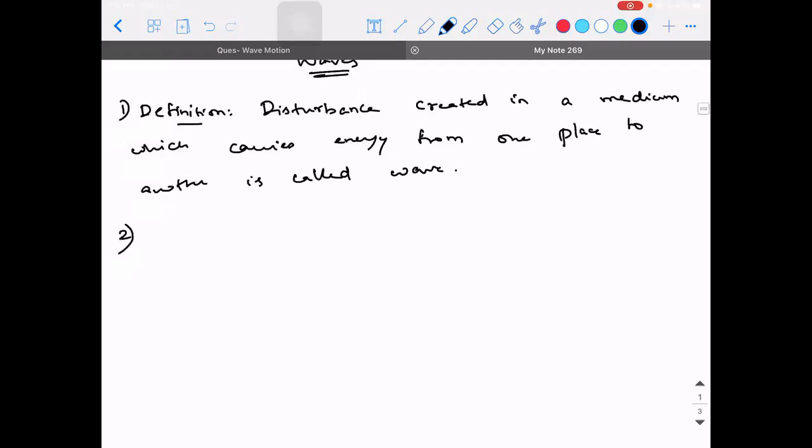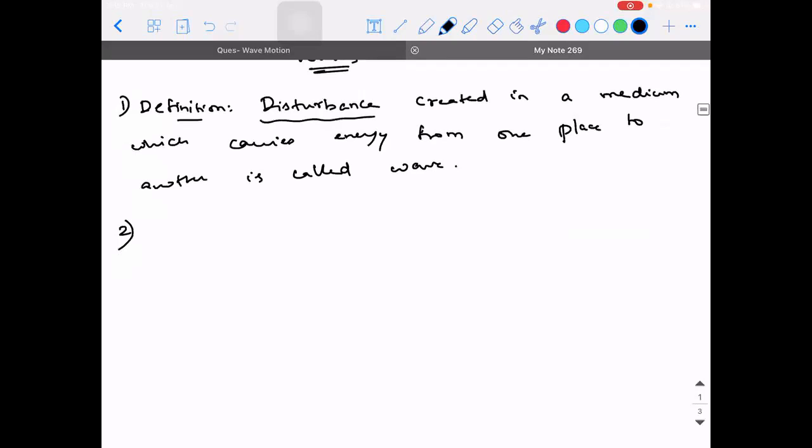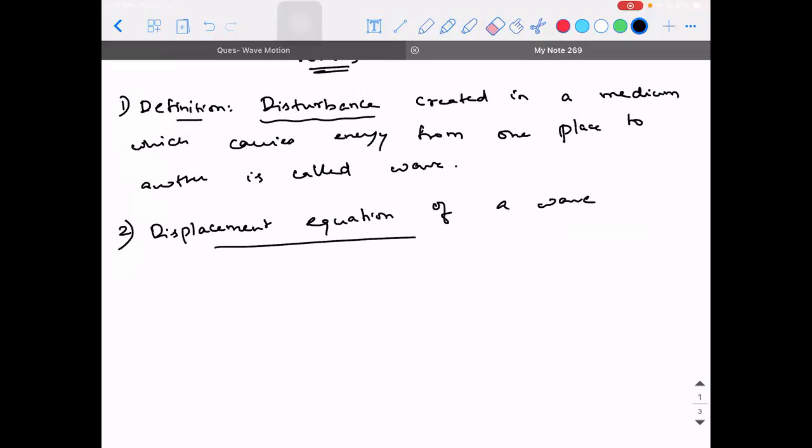Next, if it is going to be a disturbance which carries energy, how is it going to be with respect to the displacement equation of a wave? Okay. So, see, I'm actually directly getting into the content. I'm not describing the basics and all. I'm not going to talk about mechanical, non-mechanical and all. If you want, I will explain it. Do you want me to?